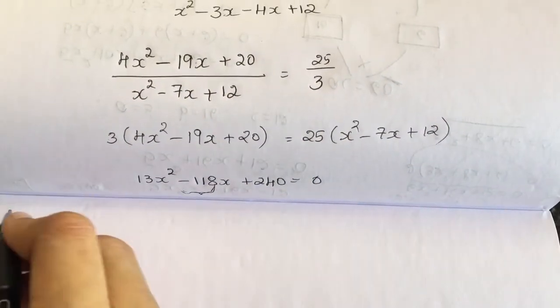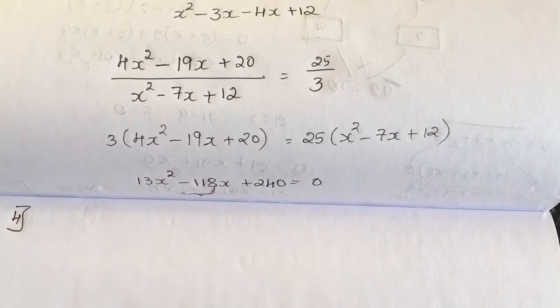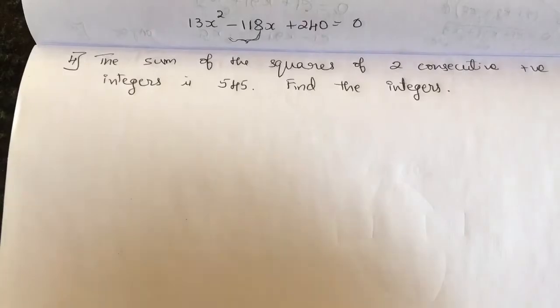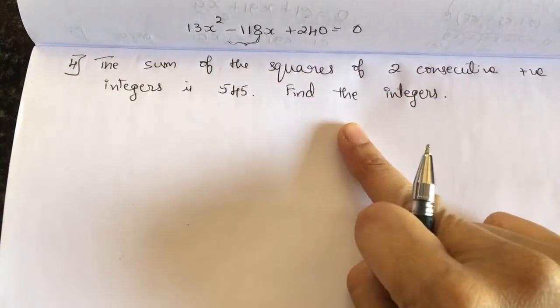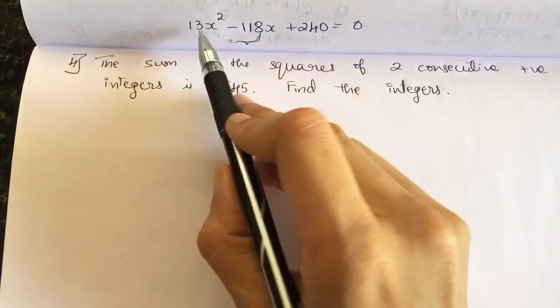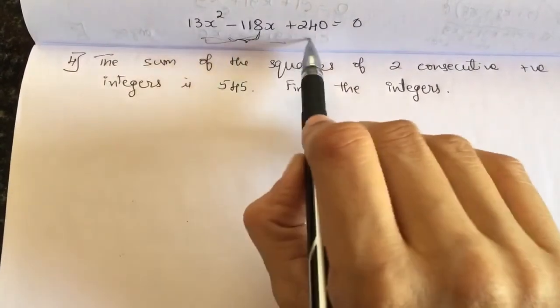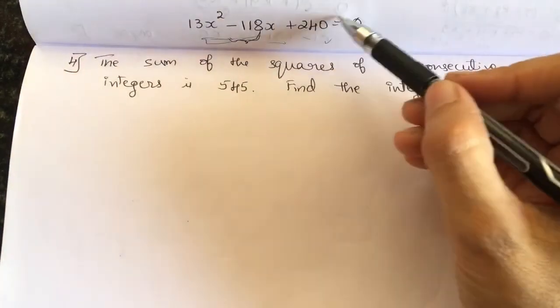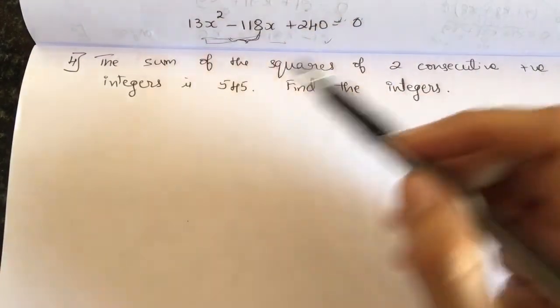Okay, I'll take up one more type of problem. So this is the next problem. For this, x equal to 6 is one solution, and then the other solution is x equal to 40 by 13. Okay, you try by yourself this one.